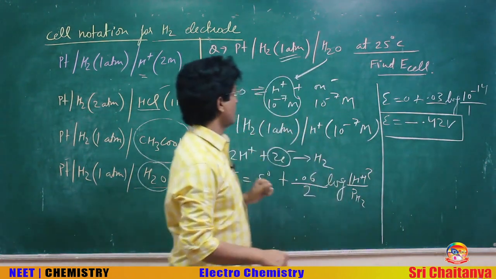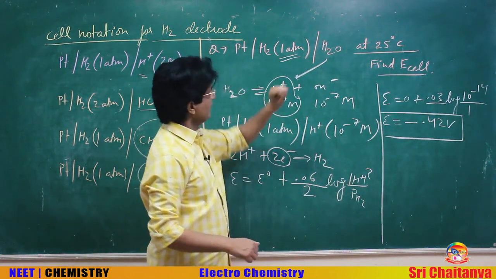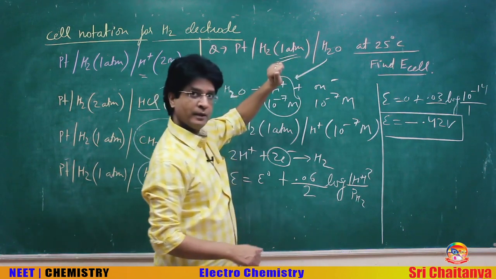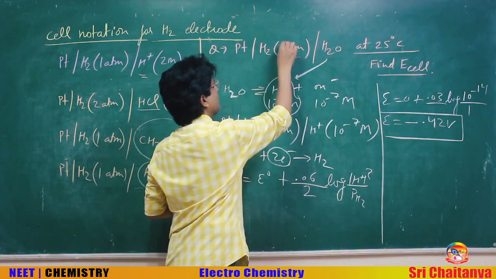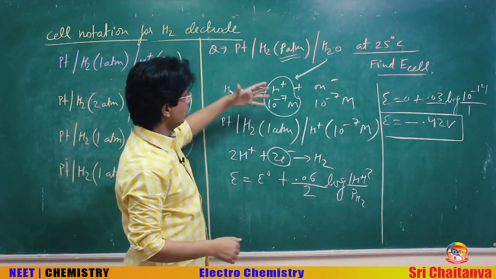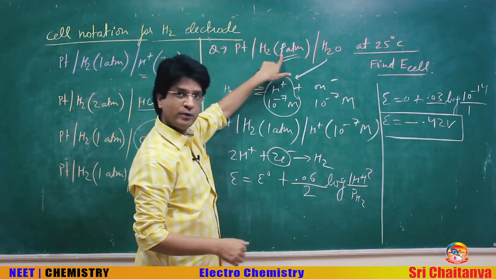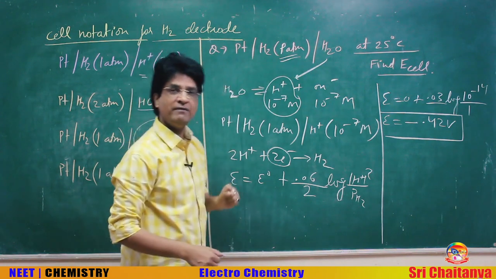Now see, understand one more important thing. If in this question I change it a little bit, I make it P atm. Now they are asking you at what pressure of hydrogen this cell will behave like SHE.